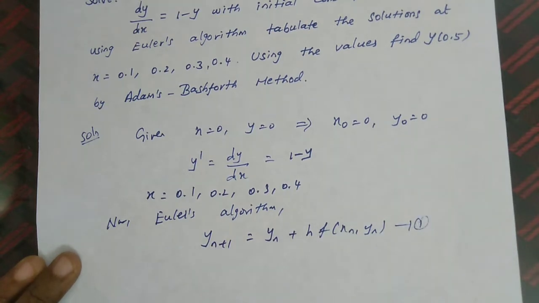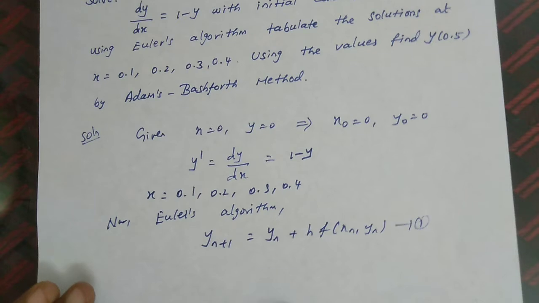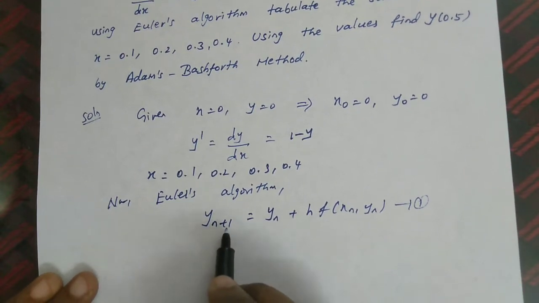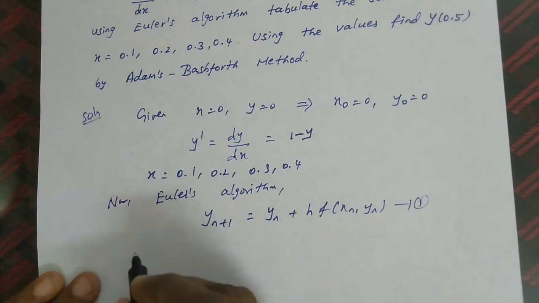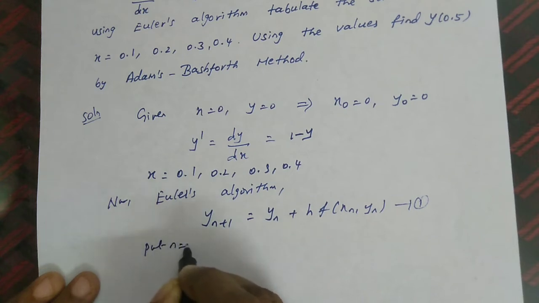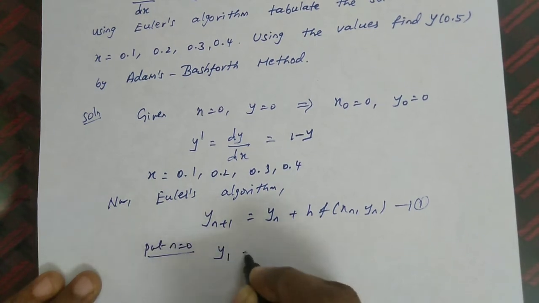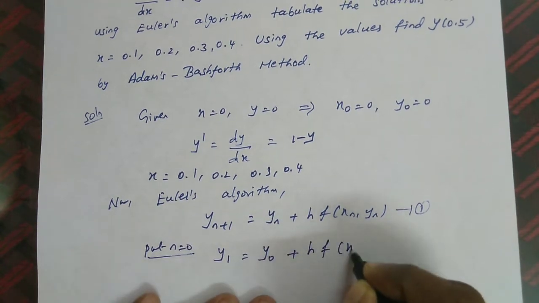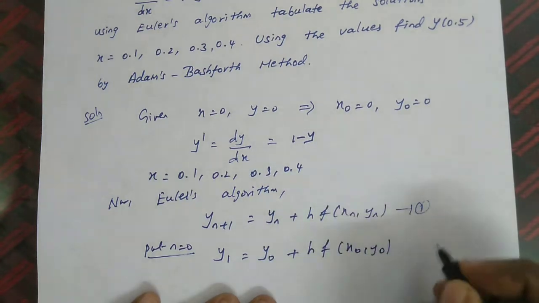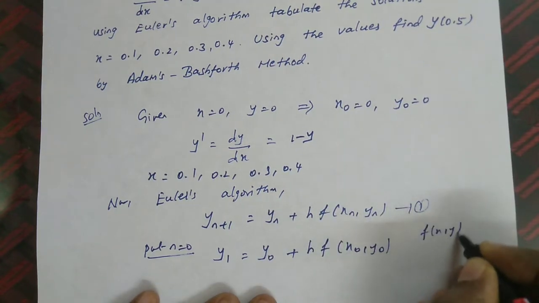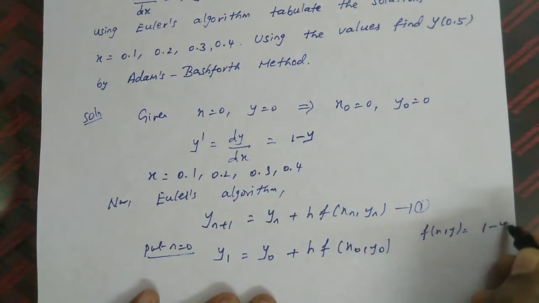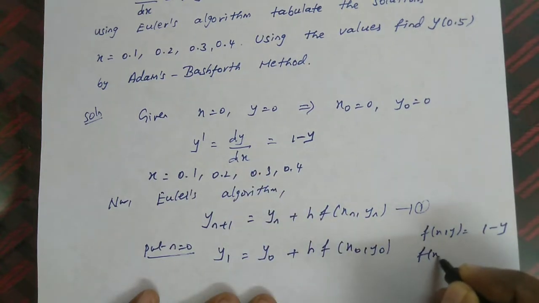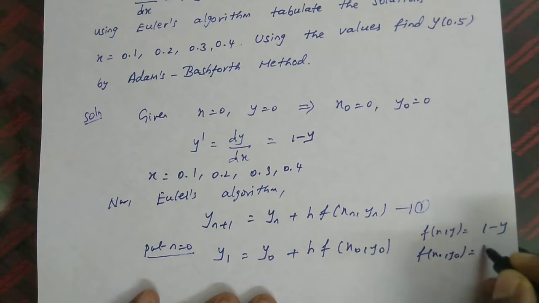In this Euler's algorithm, we are going to give values for n. First, if you give n equal to 0, what will happen? You can get y1. Put n equal to 0, so y1 equal to y0 plus h into f of x0 comma y0. The given function f of x comma y is nothing but dy by dx, which is equal to 1 minus y. Here, for f of x naught comma y naught, we have to replace y as y naught, so 1 minus y naught, which is 1 minus 0.